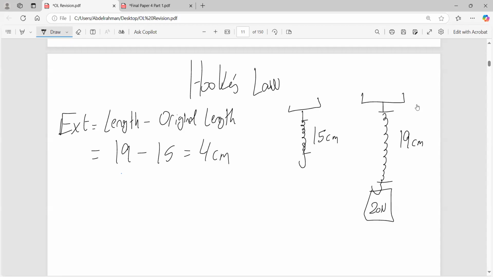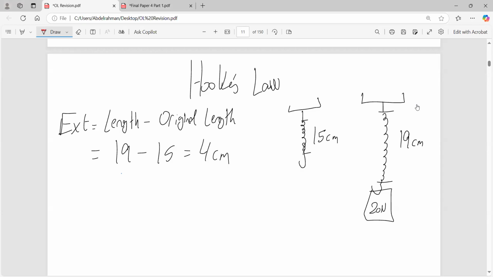What is Hooke's law? The definition of Hooke's law is that the force and extension are directly proportional, unless reaching the limit of elasticity, unless reaching the elastic limit.